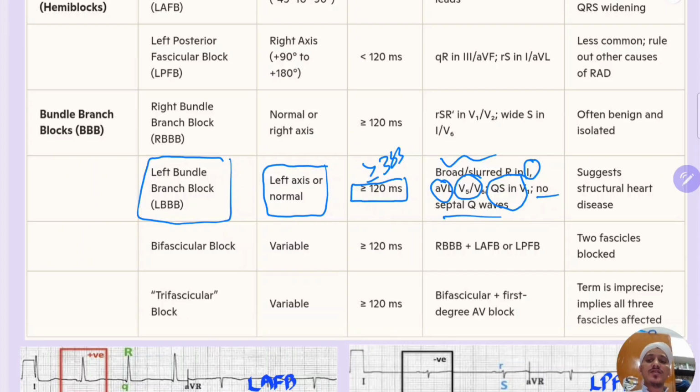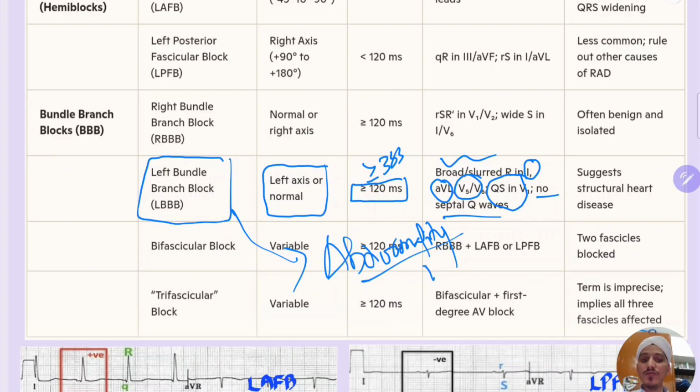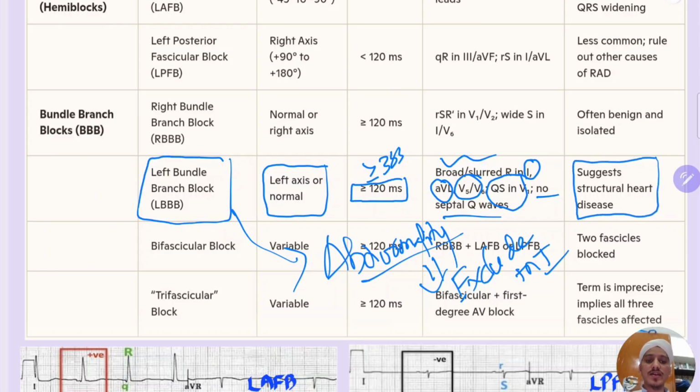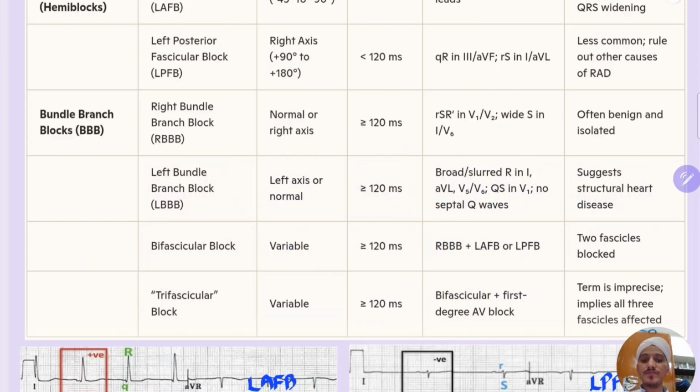Okay, so remember always, LBBB is abnormal. Presence of LBBB indicates abnormality, and most commonly you should exclude MI in cases of new left bundle branch block. In these patients you should exclude myocardial infarction, and it suggests structural heart disease. Okay, that we will see now. We'll come to bifascicular and trifascicular blocks later. First we'll see RBBB and LBBB.